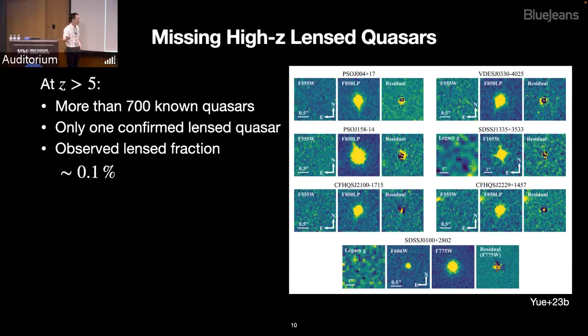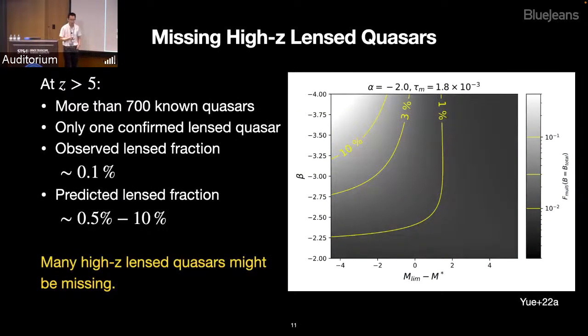So far, we have more than 700 known quasars beyond redshift 5, but J0439 is still the only one we have confirmed that is lensed. So these numbers infer a lens fraction of about 0.1%. In comparison, there are some theoretical studies trying to predict the lens fraction of high redshift quasars. Their results range from 0.5 to 10%.